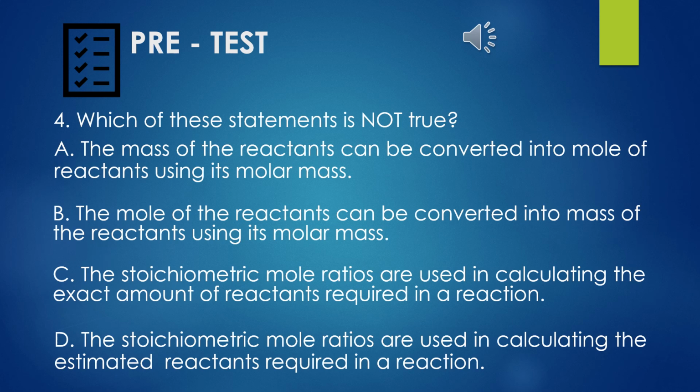Number 4. Which of these statements is not true? A. The mass of the reactant can be converted into the mole of reactants using its molar mass. Letter B. The mole of the reactants can be converted into the mass of reactants using its molar mass. Letter C. The stoichiometric mole ratios are used in calculating the exact amount of reactants required in a reaction. Letter D. The stoichiometric mole ratios are used in calculating the estimated reactant required in the reaction.